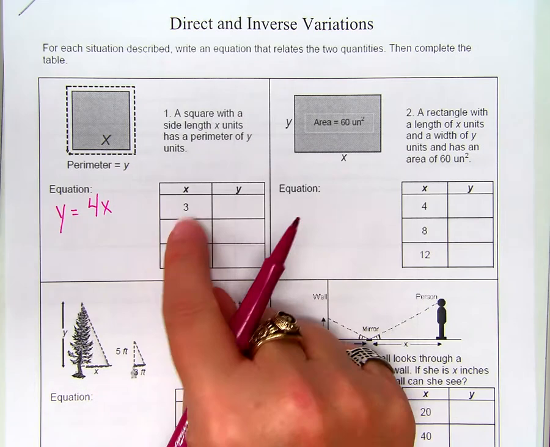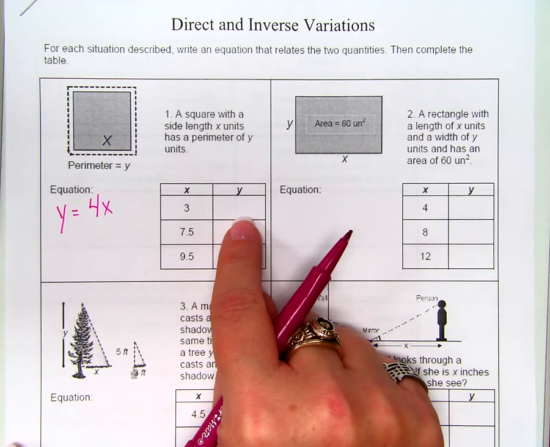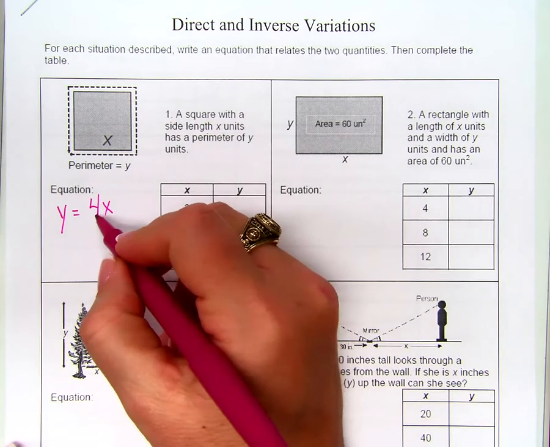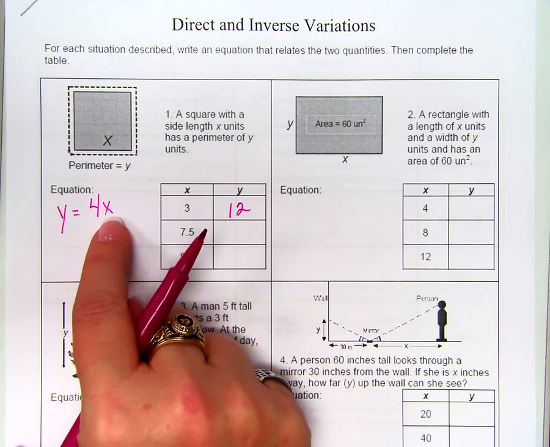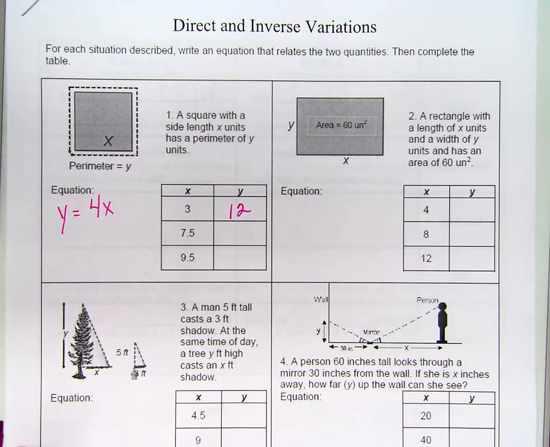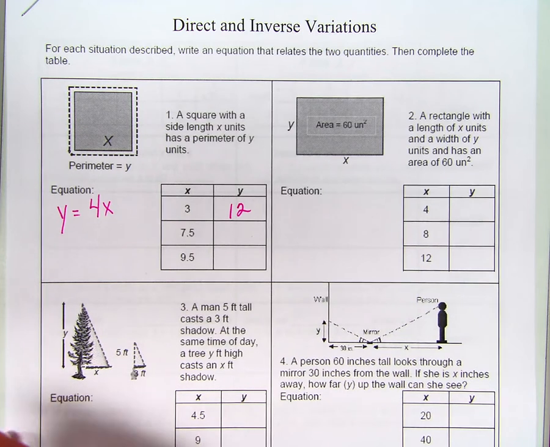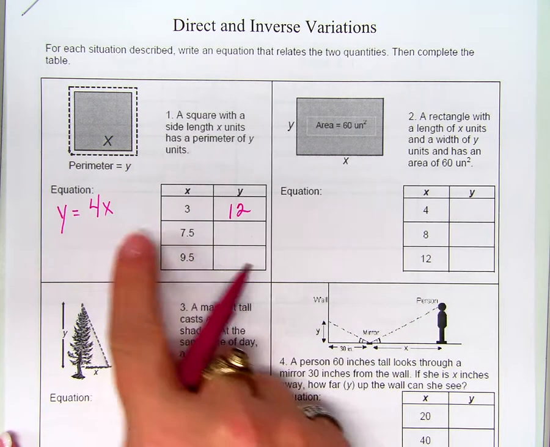So if you know that x is 3, what is y? 12, because 3 times 4 is 12, right? If you know x is 7.5, what is y? Close. It's just 30.